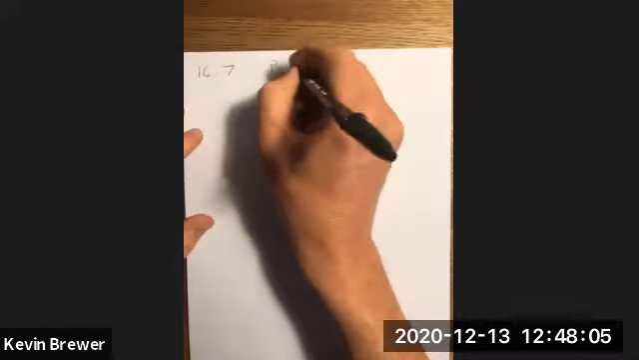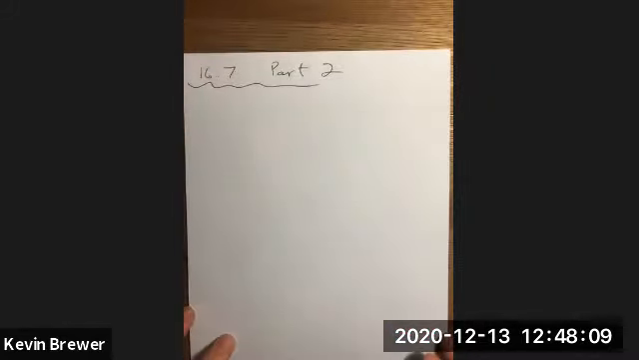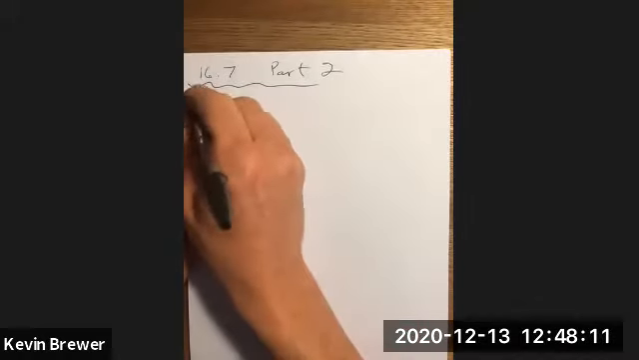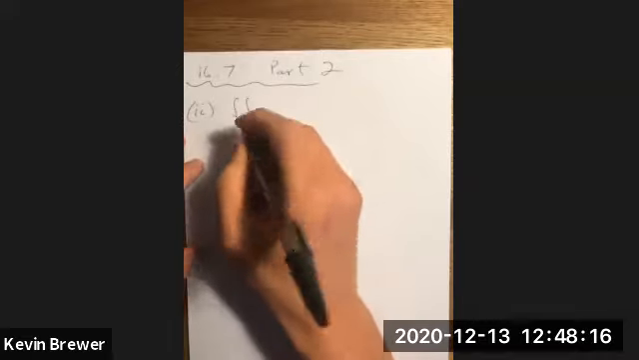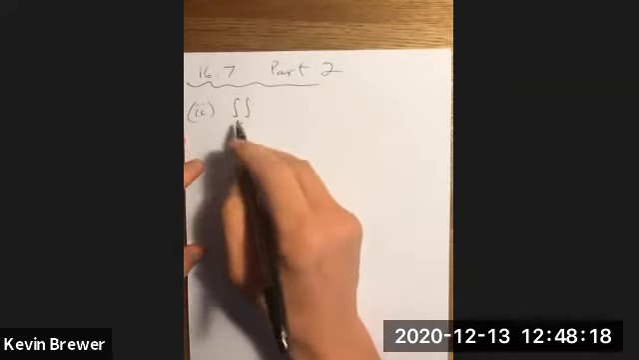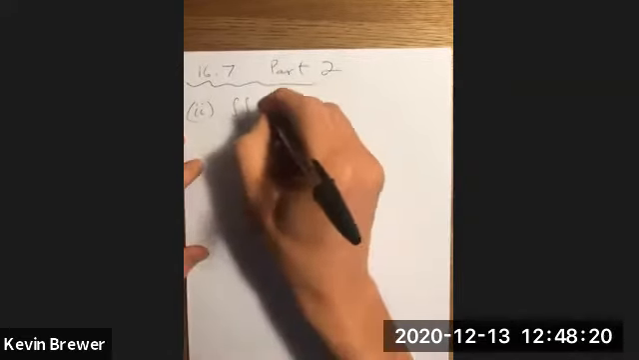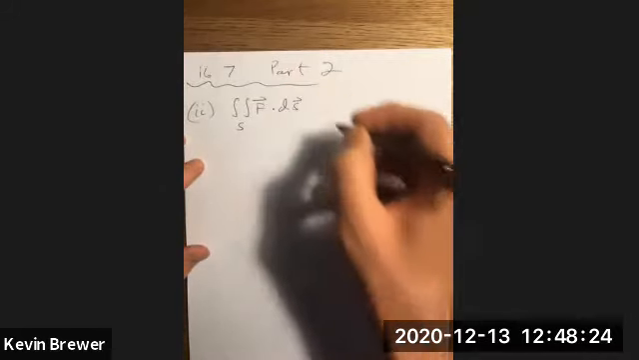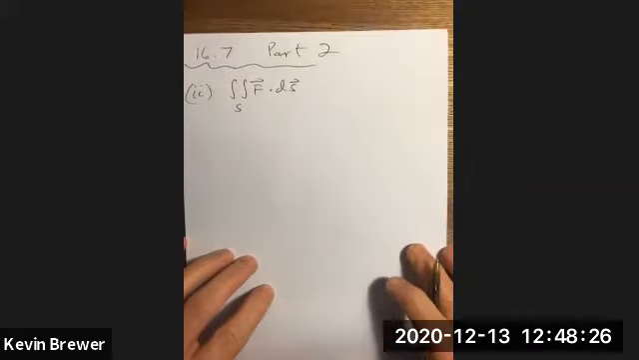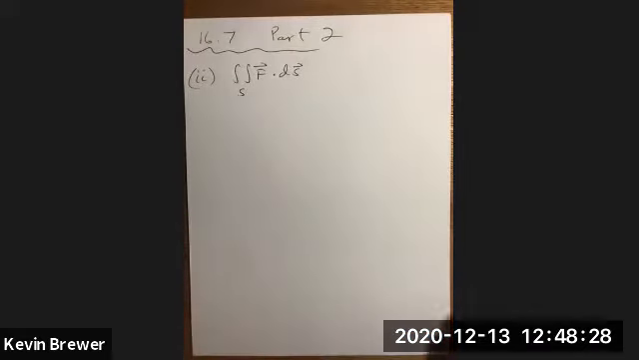So part 2 of our discussion in 16.7, we take up what I call the second type of integral. In this section, the double integral over a surface S of F dot dS.